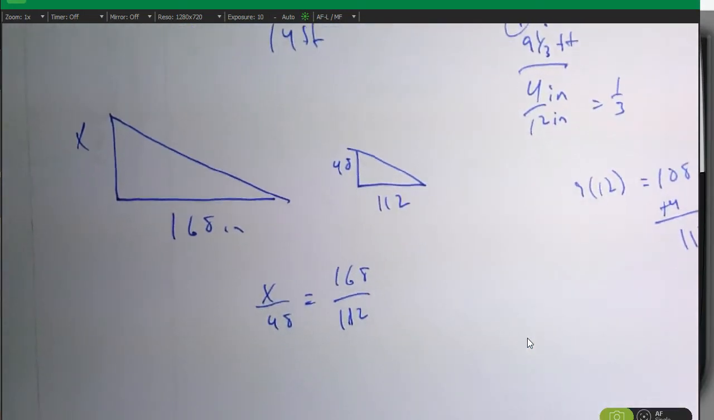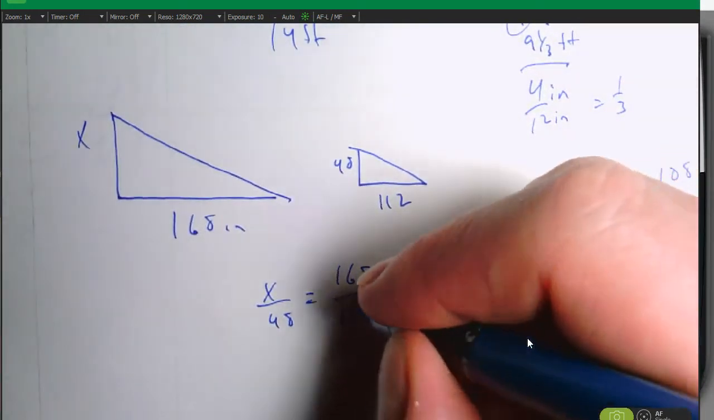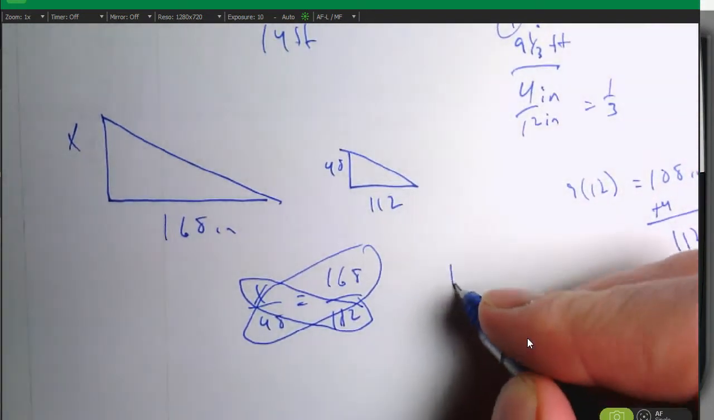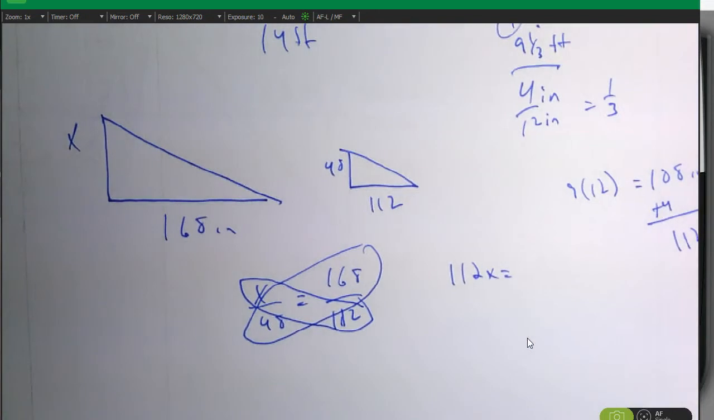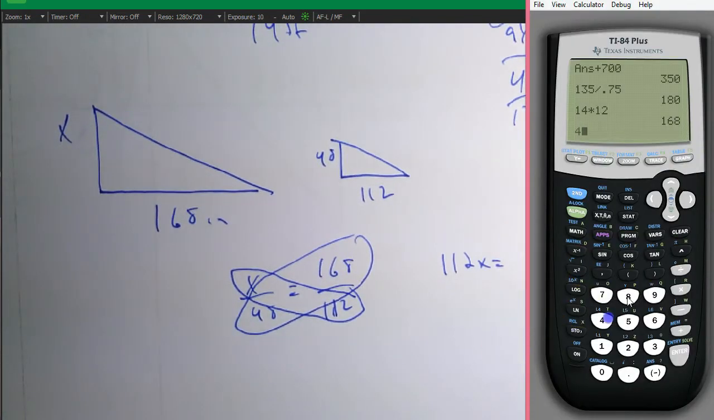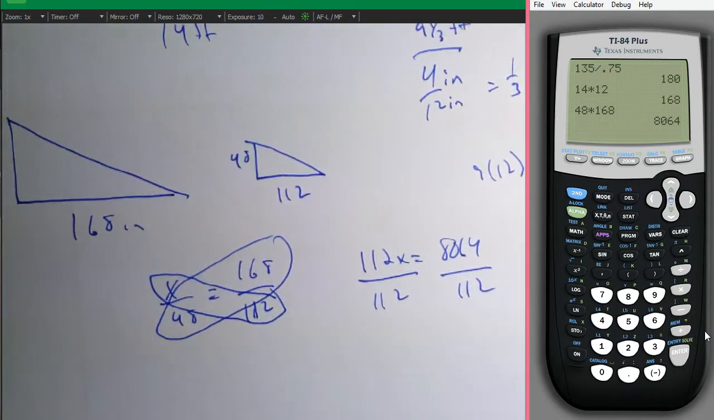I'm sure they reduce, but again, in this case you're just going to throw it in a calculator anyway. Cross multiply: 112x and then 48 times 168. Gets us 8,064. And then divide by 112. Solve for x.